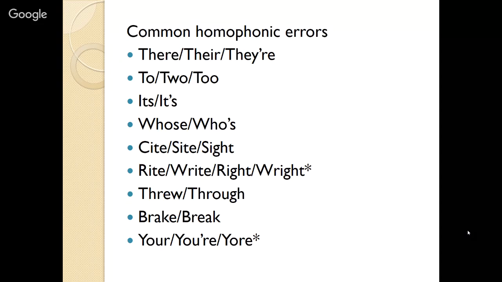Okay. Right. Rite, meaning a ritual or a rite of passage. Write is to write. Right means correct, or it means the opposite of left. And wright is someone who builds something. And I've put an asterisk there because that form of right isn't very common anymore. It's kind of archaic, but you still come across it sometimes.